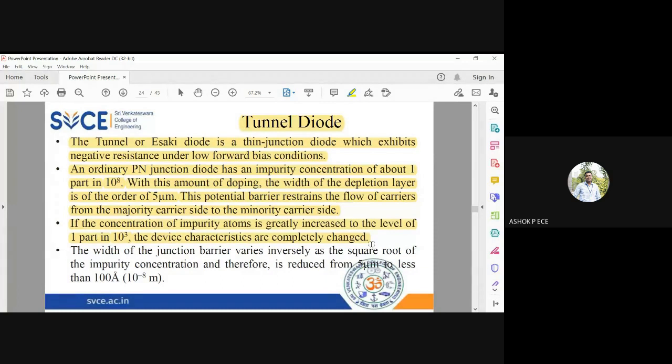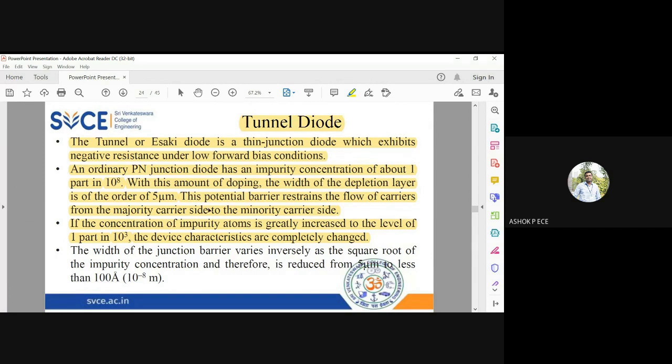Regarding doping, the PN junction diode has very minimal doping. Zener diode has heavy doping. Tunnel diode has very heavy doping. Okay, so I'm going to dope the PN junction diode very heavily, in the order of 1 in 10 power 3. For every 1000 silicon or germanium atoms, I'm going to have 1 acceptor or donor impurity. But previously, for every 10 power 8 silicon atoms, I had only 1 impurity. Here, for every 1000 atoms, I'm going to have an impurity. So I can say I'm going to very heavily dope my tunnel diode.